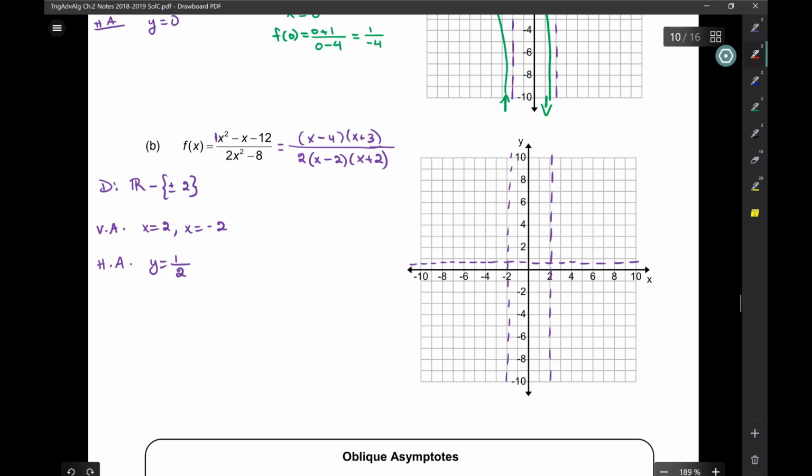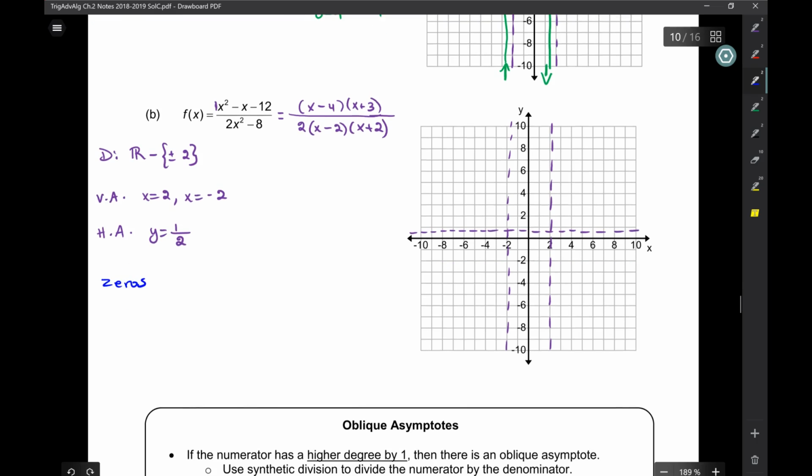And now let's find the zeros of this guy. So zeros, I'm going to set the numerator equal to 0. Now look, I can either set the original equal to 0, or the factored one equal to 0. Well, so then x equals 4 and negative 3. Correct. So x equals 4 and negative 3. I love rational functions. Okay, so at 4, there's a 0. At negative 3, there's a 0.